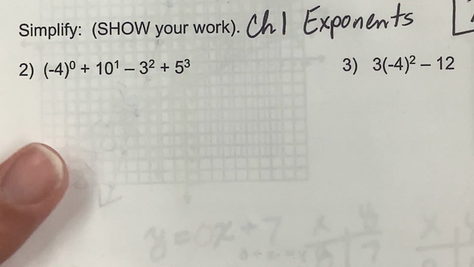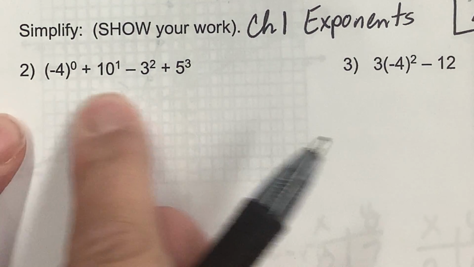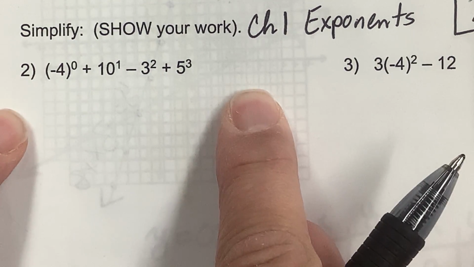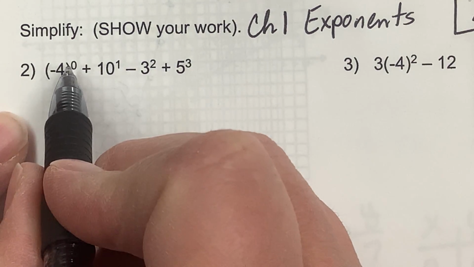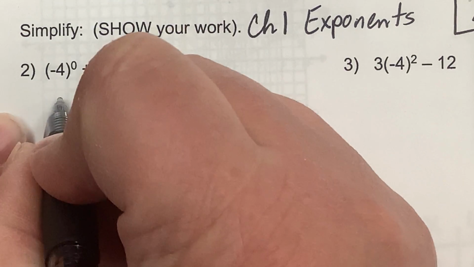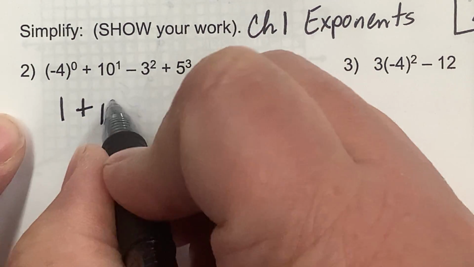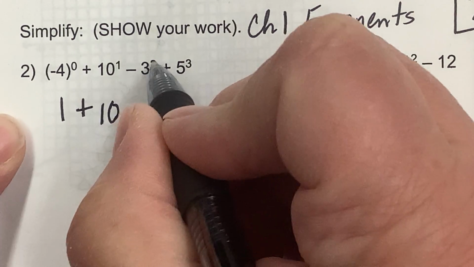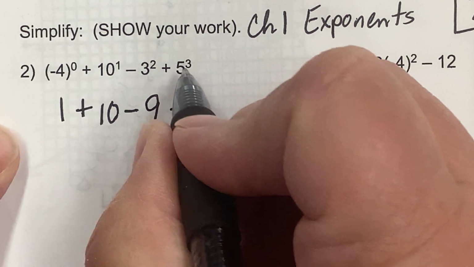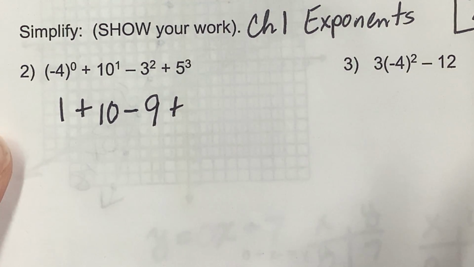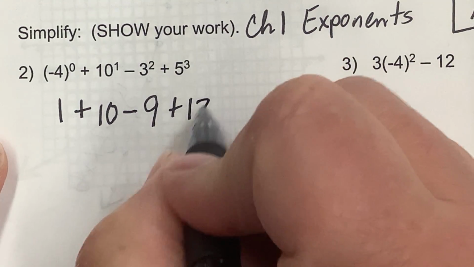So you would have to go look at that to get it, right? But you know what? I can put this in my calculator at the end and make sure I did it right. Okay, anything to the 0 power is 1. 10 to the first power is 10. 3 squared, 3 times 3 is 9. And 5 cubed is 5 times 5, 25, times 5 again, 125.